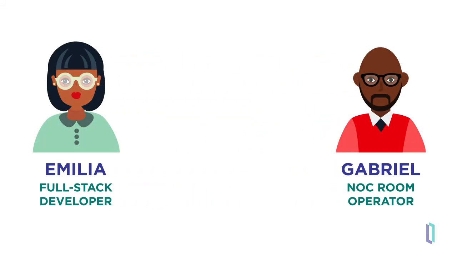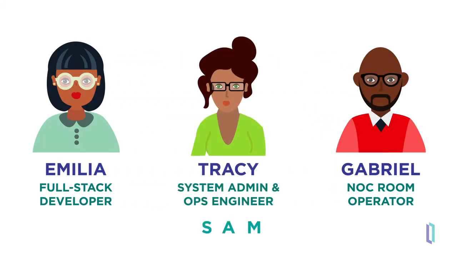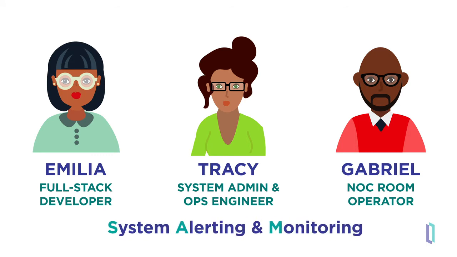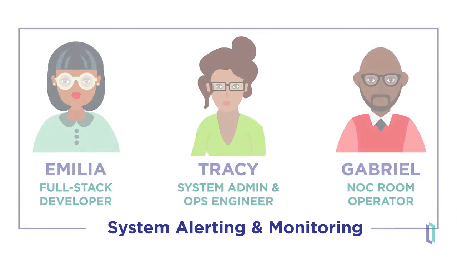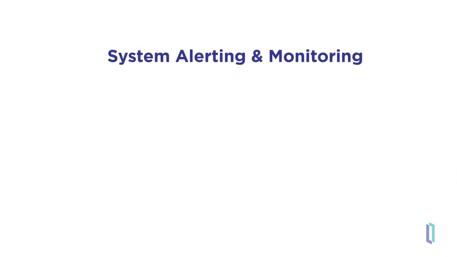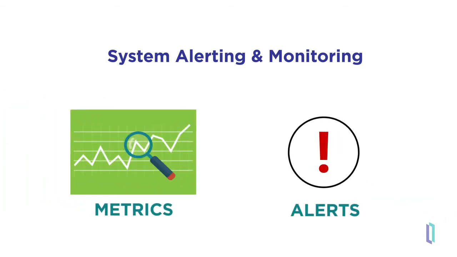Luckily for Amelia, Tracy, and Gabriel, SAM, System Alerting and Monitoring, provides simple solutions for those who develop, maintain, and monitor InterSystems IRIS-based solutions. Out of the box, SAM provides 2 major groups of features: metrics and alerts. These can be even more effective when combined, meaning you can configure custom alerts based on the metrics that matter for your situation. It's important to consider context when monitoring metrics.